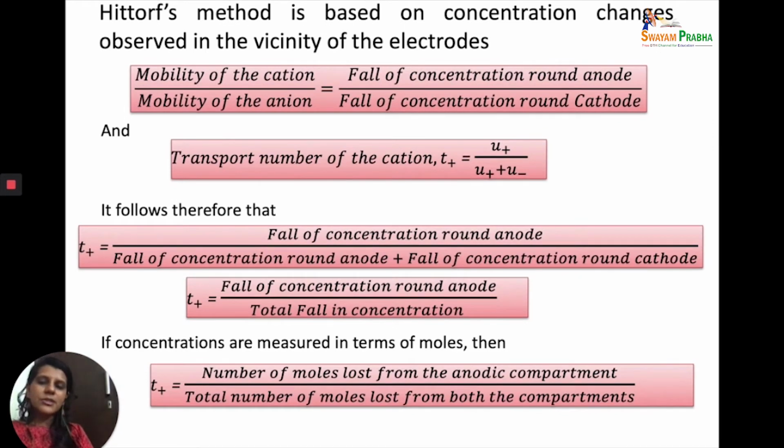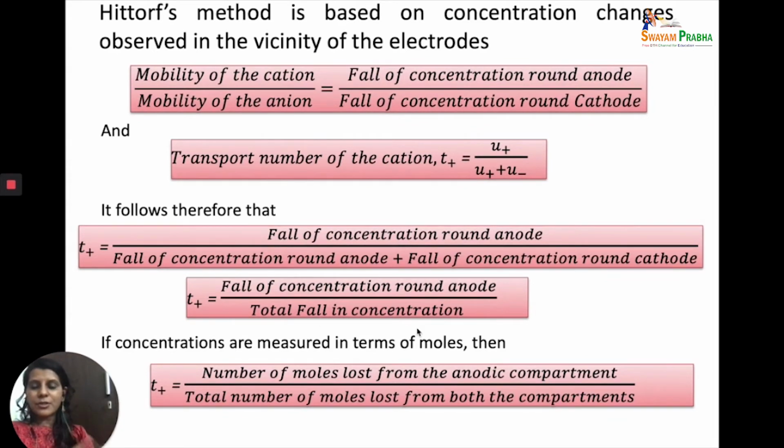So essentially what Hittorf's method is telling you is that concentration changes which occur in the vicinity of the electrodes will give you the value of transport number. So transport number of the cation, which was equal to U plus upon U plus plus U minus, is actually equal to fall of concentration around anode upon fall of concentration around anode plus fall of concentration around cathode. Therefore, T plus can be written as fall of concentration around anode upon total fall in concentration.